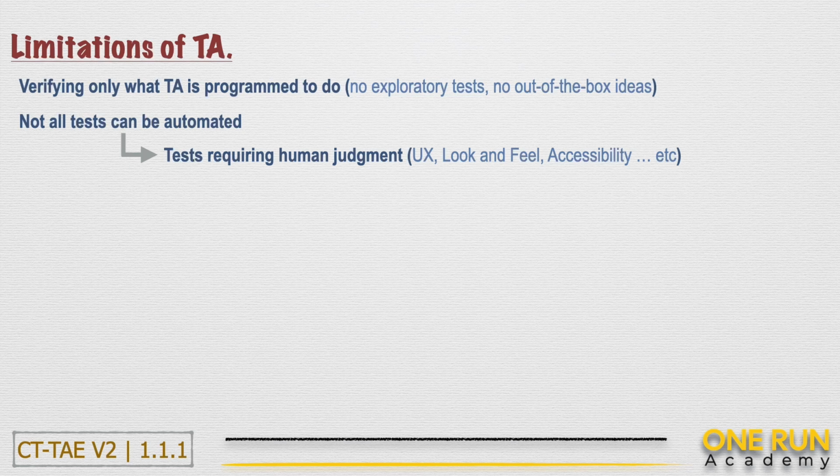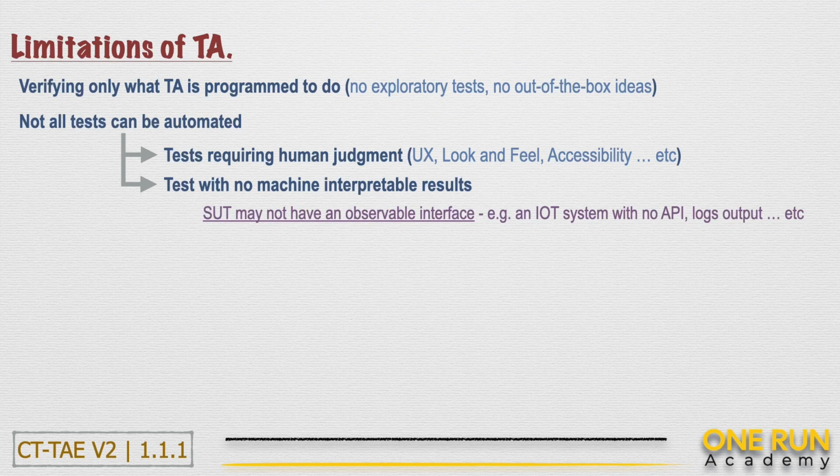Also, some tests don't have results that a machine can understand. For instance, imagine you're testing a smart IoT device, but it doesn't have an API or even logs to tell you what's going on. It's like asking a toaster to explain why it burned your toast. It just can't communicate back. So, without an observable interface, automation is out of luck.